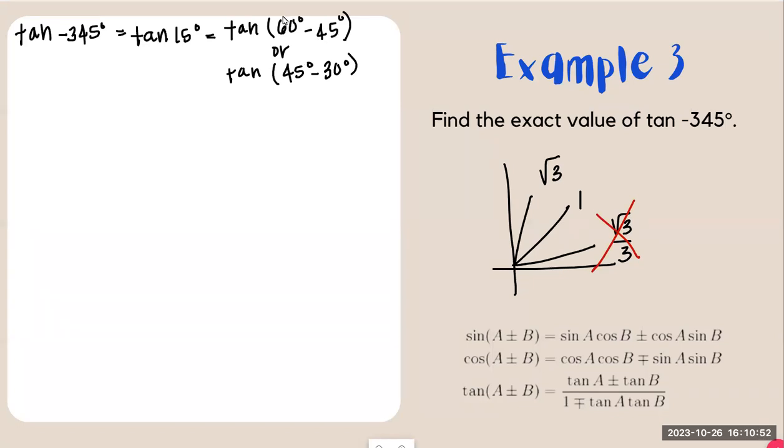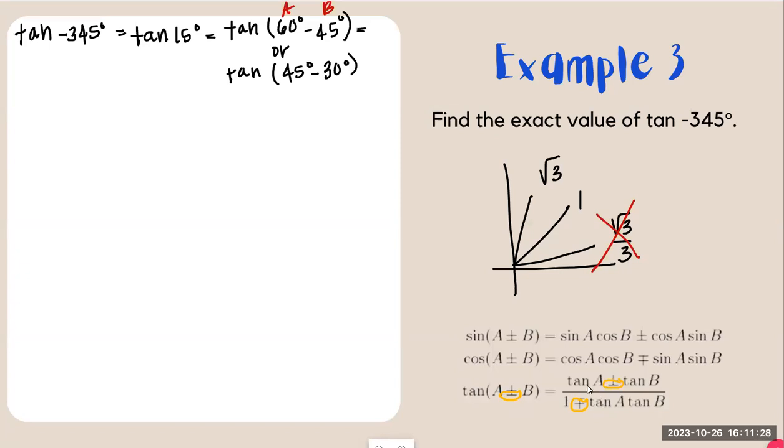So 60, we're going to plug in for A. 45, we're going to plug in for B. We are subtracting on this one, and the subtraction sign is on the bottom. So that means over here in the numerator, we're going to subtract. We have a minus sign on the bottom, and in the denominator, we're going to add since the plus sign is on the bottom. Okay, when you plug in the angle, you are plugging in 45, not negative 45. The subtraction sign right here determines which signs to use there.